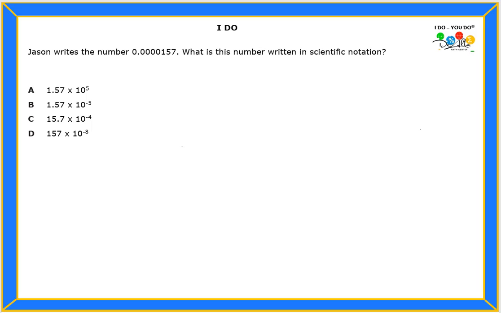And it says, Jason writes the number 0.0000157. What is this number written in scientific notation? Okay, so what is it that I'm looking for? Well, I want to write that number that Jason wrote. I want to write it down in scientific notation.